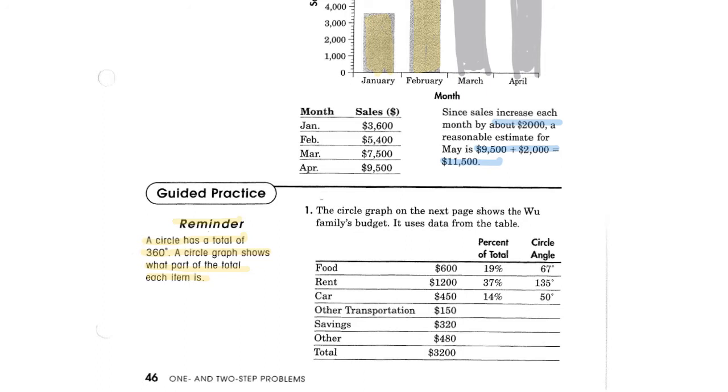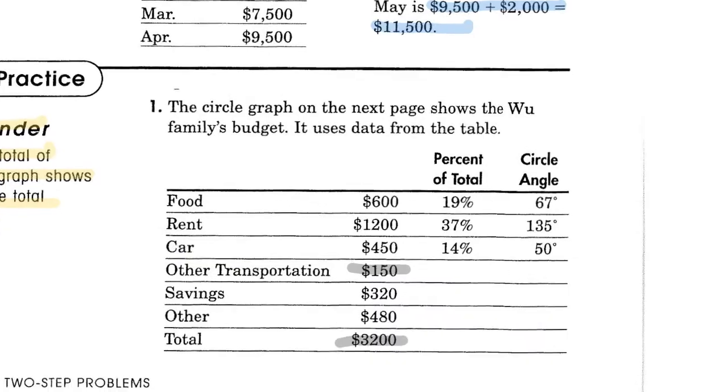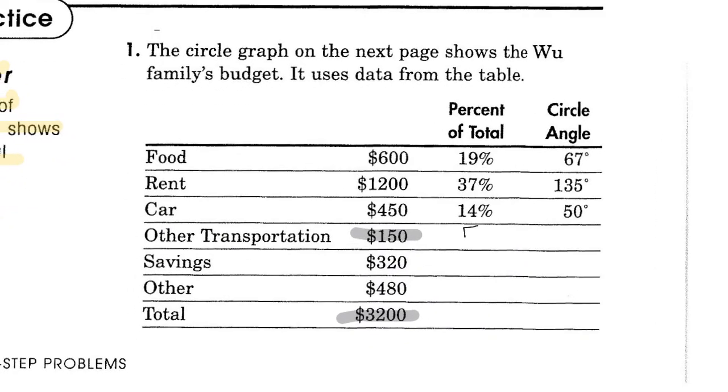Now, to find the percent of the total, you take the amount, which on the next one is other transportation, is 150. We take it and we divide by the total. Our total was 3,200. When we do that on a calculator, we would take 150 divided by 3,200. We get a decimal. And then you have to move it 2 places to the right to get the percent. So to get my percent, I would end up with 5%.